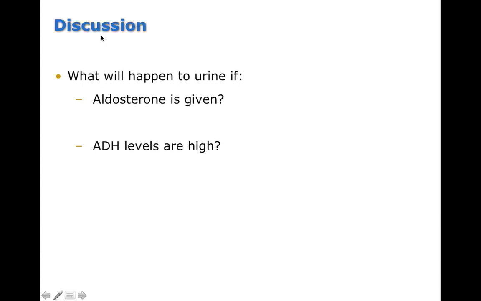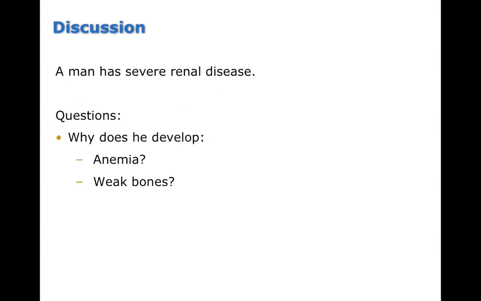So this discussion says, what will happen to urine if aldosterone is given? Well, remember, aldosterone causes you to reabsorb sodium but secrete potassium. So that means your urine will have low sodium but higher potassium. Or what will happen to urine if your ADH levels are high? Well, we learned that ADH causes you to reabsorb water, so urine after ADH is released is going to be more concentrated and a smaller volume because you're reabsorbing more of that water.